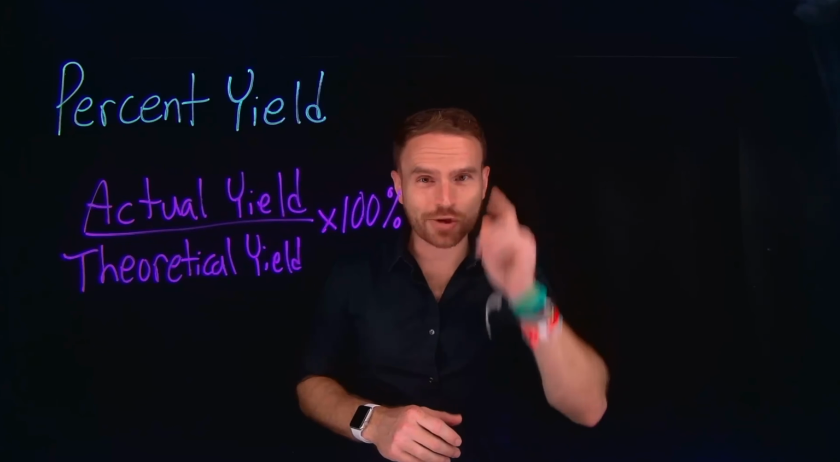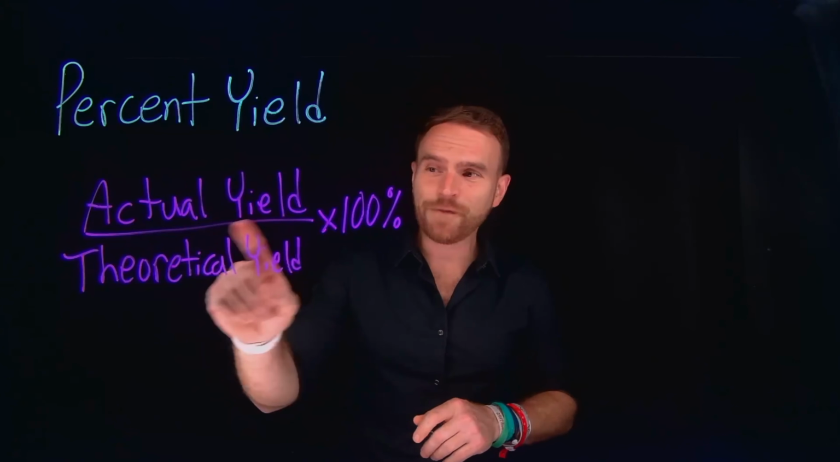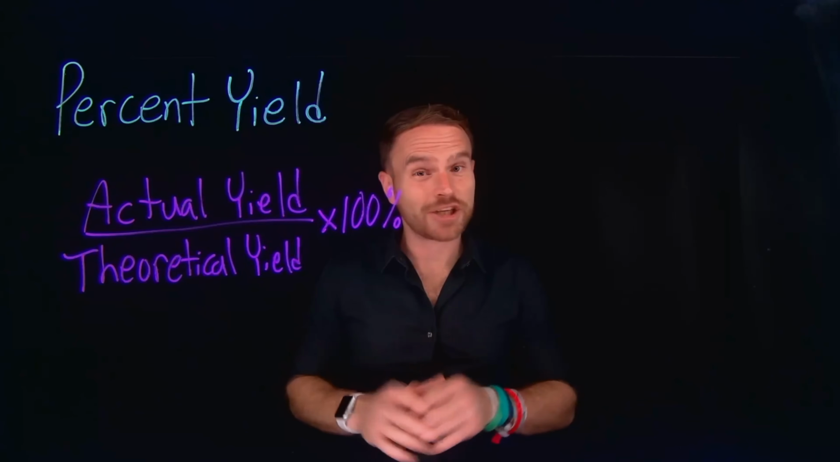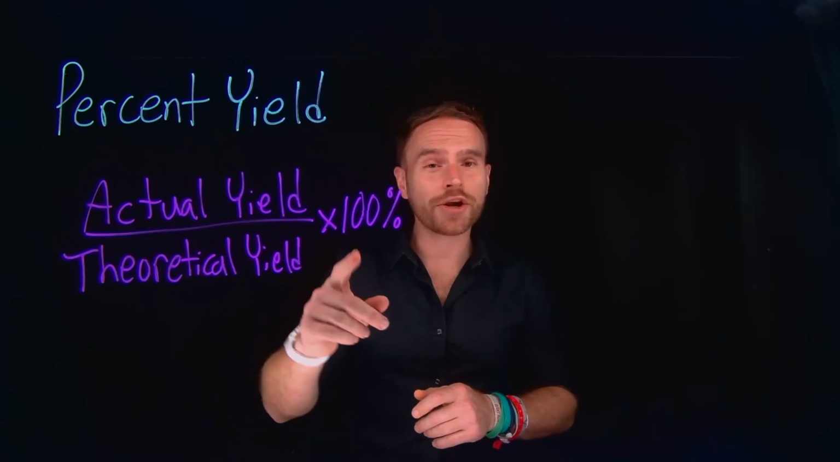One trick to make sure that you're not doing this wrong is that if you get a value that's over 100%, you should go back and check your numbers. It should be impossible to get over 100% yield.